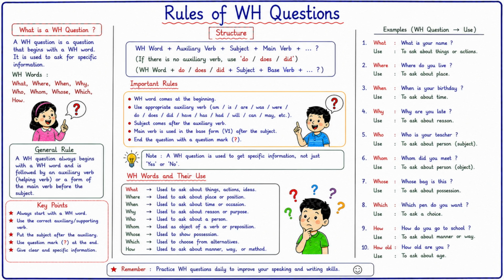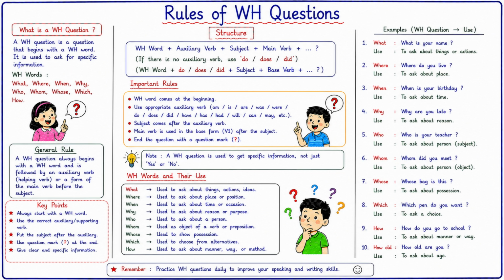Next is where. Where is used to ask about a place or position. For example, where do you live? The answer might be, I live in Chicago. So, where asks about location. Next is when. When is used to ask about time or an occasion. For example, when is your birthday? We are asking about a specific time or date. Another example is, when will the meeting begin?